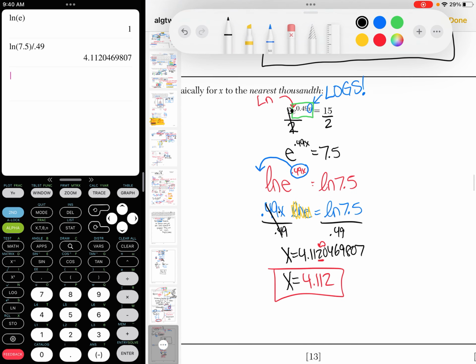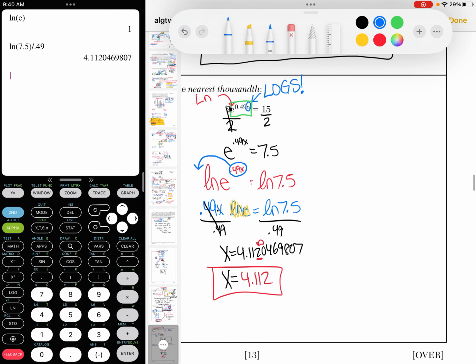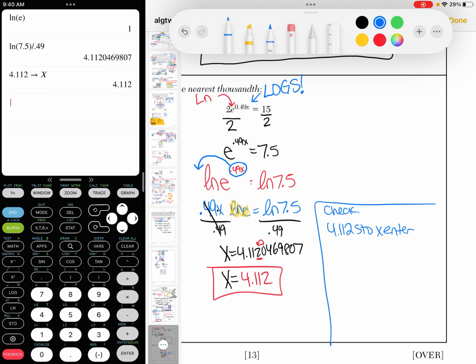Now, to check your answer, especially when you're solving an equation, you can always check by plugging it back into the original. So what you're going to do, if you want, you don't have to do the store button. I'm going to, just because it's a little bit easier. Do 4.112, store, x, enter. And then just type in the left side of the equation, 2e to the 0.49 x. So if you didn't do the store at this point, you could just type in the 4.112 in place of x. But either way, you'll get 15.